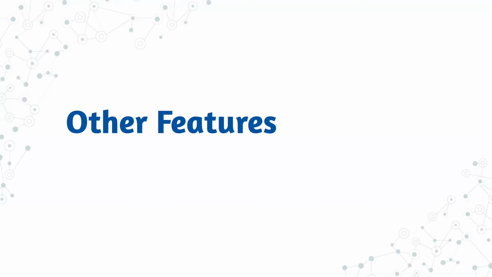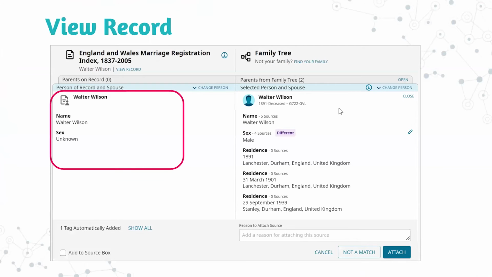So we've just walked through those two examples. Let's now look at those bells and whistles that make the experience even better and give us even more flexibility and functionality in using the source linker. The first one that I love is the ability to easily view the record right in the source linker. In this example, I am trying to attach a marriage registration for Walter Wilson.